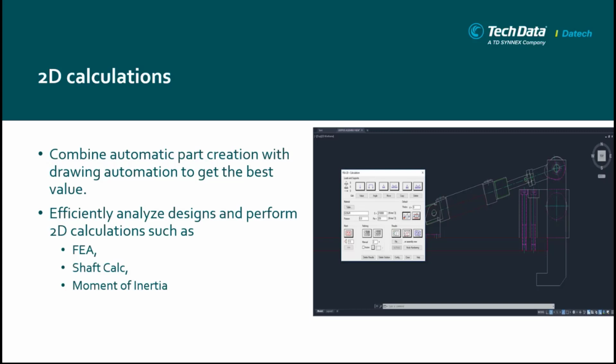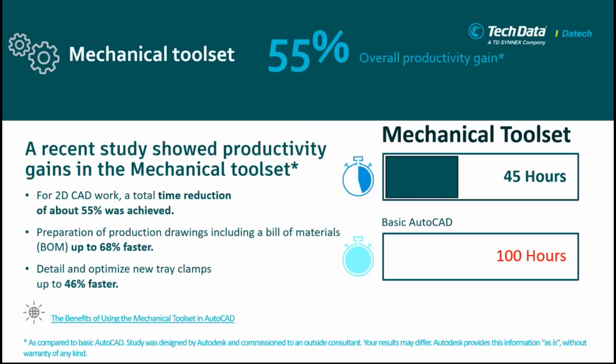2D calculations, we just saw the part of creating the 2D calculations for designing purposes, in terms of FEA, shaft calculations or moment of inertia are all being calculated in 2D directly. So on an overall, this is a great study where we were able to find AutoCAD Mechanical Toolset is saving around 55 percent of your overall productivity.